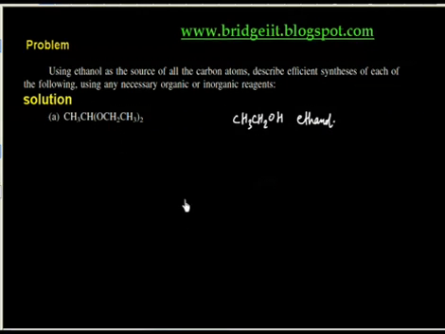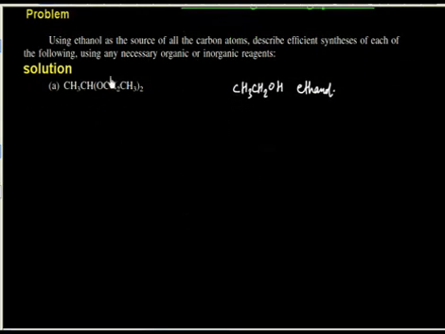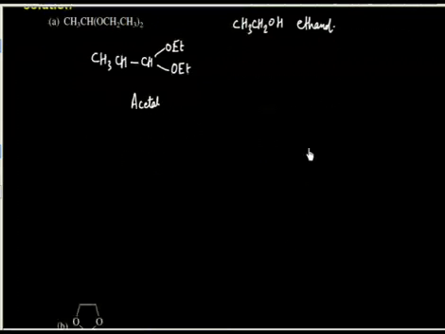So this is basically an acetal. You see CH3CH(OEt)2. So I can write this as CH3CH, and then this side you have an OEt group, and this side also you have OEt. Are you getting? So this is basically an acetal. So how will you prepare this acetal? This is the target molecule you have.